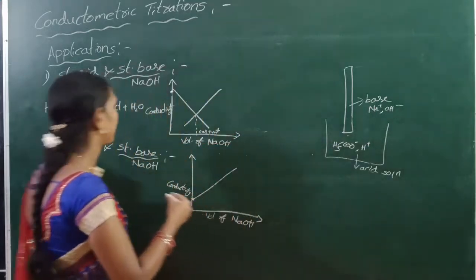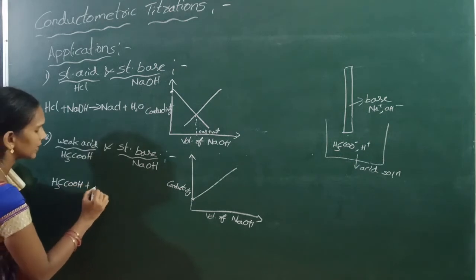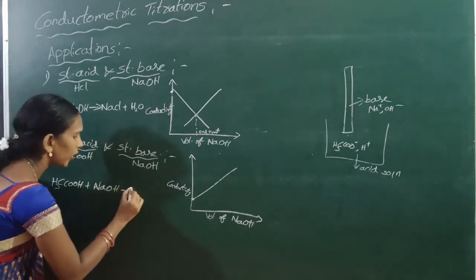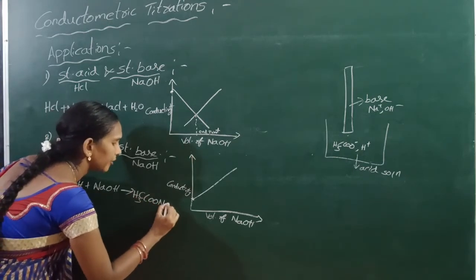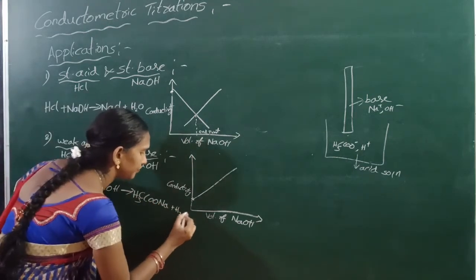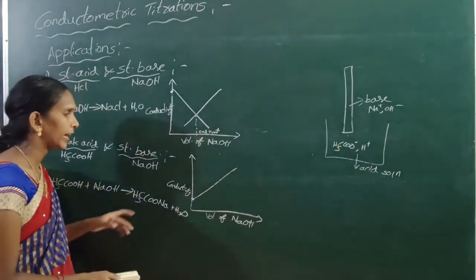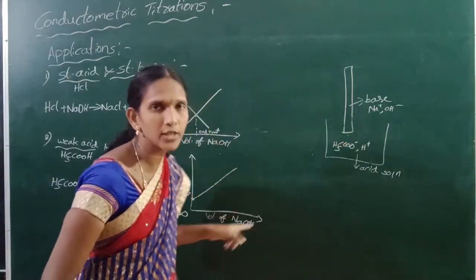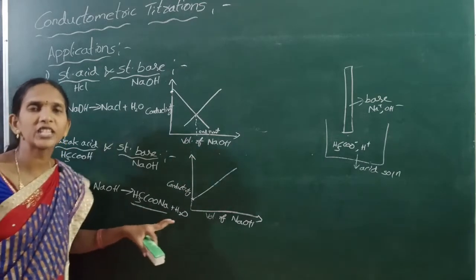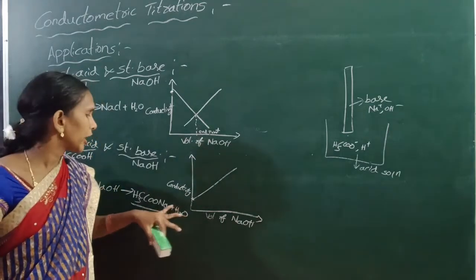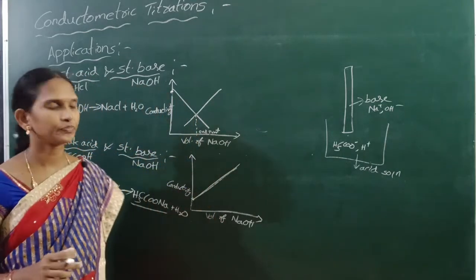CH3COOH plus NaOH gives CH3COONa plus water. On addition of NaOH, the H+ ions are replaced by Na+ ions to form highly ionized sodium acetate. Highly ionized sodium acetate is formed. So the conductivity is increased.